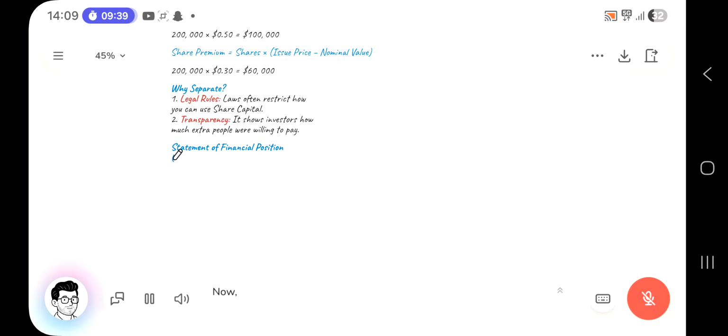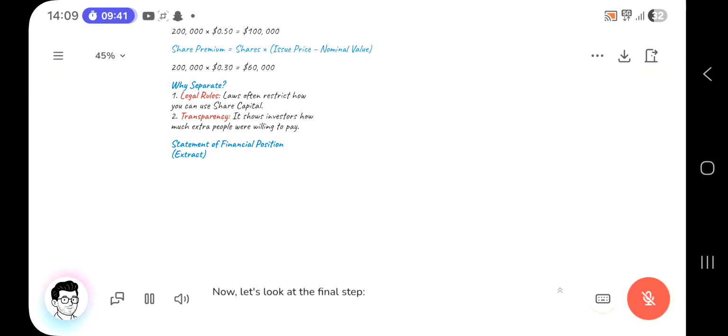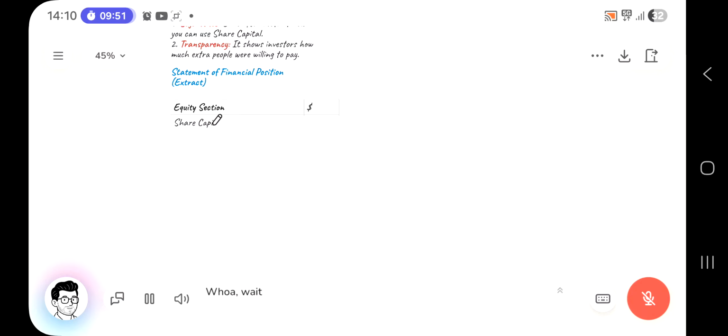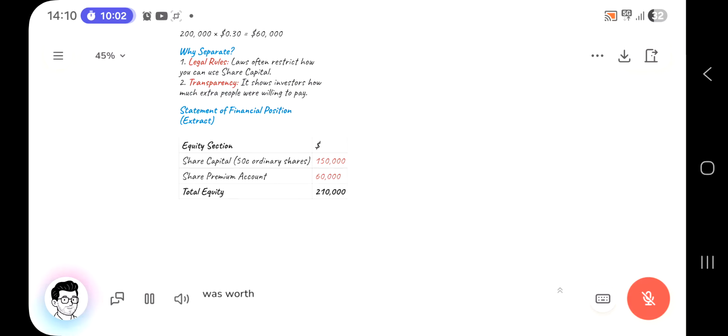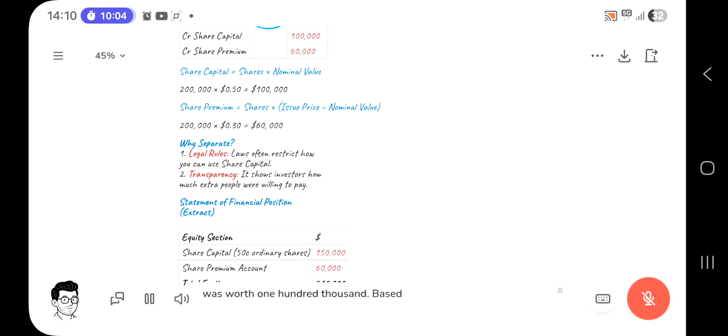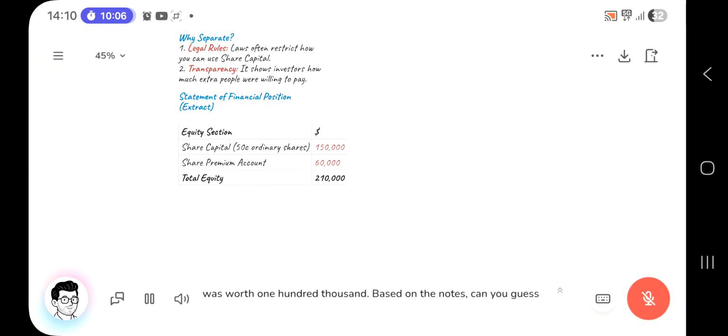Now, let's look at the final step, showing this on the statement of financial position. This is like a snapshot of the company's health right after the issue. Whoa, wait a second. Look at that share capital number. It says $150,000. But we just calculated our new issue was worth $100,000. Based on the notes, can you guess where that extra $50,000 came from?